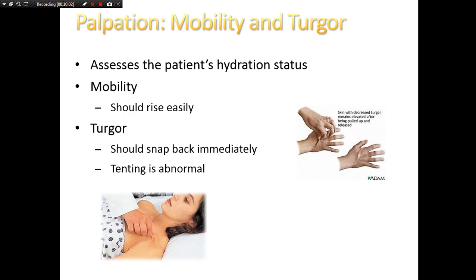So if we pull up the skin and it takes a while to go back down and it actually tents, that's a problem. Most places we can do this are on the top of the hand, on the forearm, or underneath the clavicle at the top of the sternum. I wouldn't forget that. In older patients we need to make sure we're doing it on the chest versus the hand, because sometimes older patients' skin on their hands and arms sags a lot.